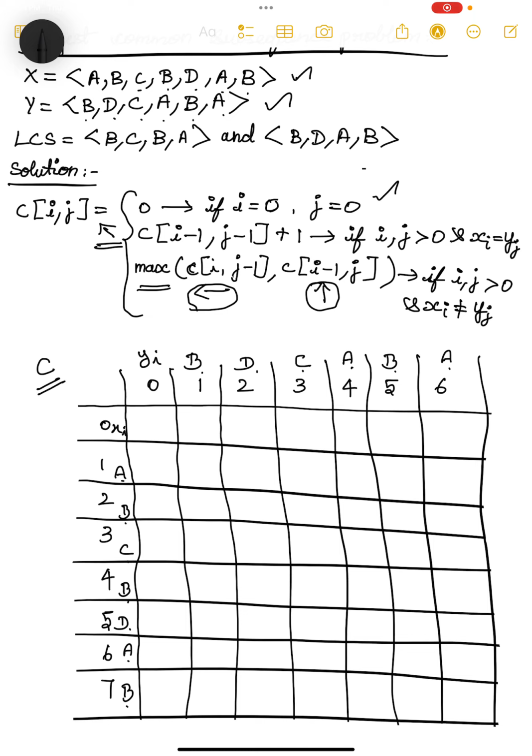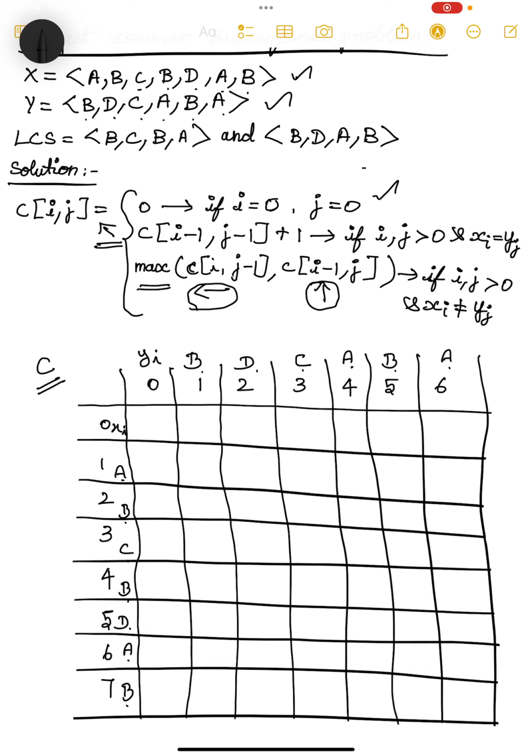We are going to find all the entries. First of all, using the initial condition, we are filling the very first row as well as the very first column with value 0. For this column, the y value is equal to 0, so we are writing 0 in the first column. Similarly, for the first row, the xi value is equal to 0, right? So we are filling the first row with the values 0.